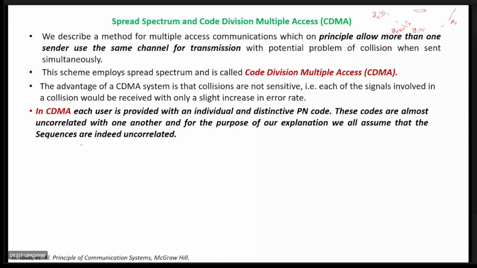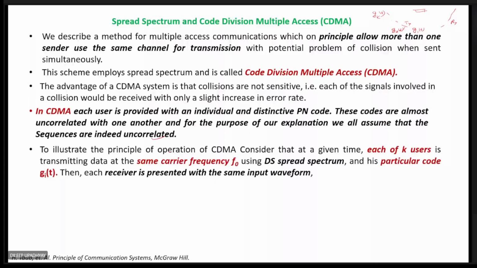Okay, so in CDMA, each user is provided with an individual and distinctive PN code. These codes are almost uncorrelated with one another. For the purpose of our explanation, we assume that the sequences are indeed uncorrelated. So for all our calculations, we'll be assuming that all these g's are uncorrelated to each other.